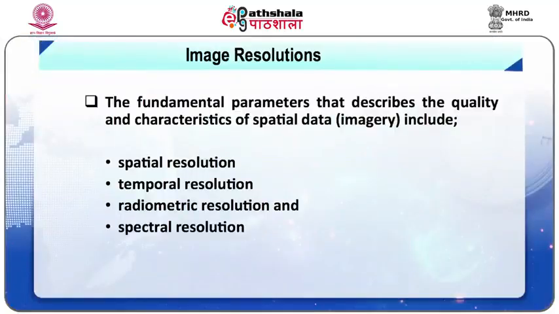The fundamental parameters that describe the quality of an image and the characteristics of image or spatial data include spatial resolution, temporal resolution, and radiometric resolution. In short, the resolutions can be categorized into 4 different types: spatial resolution, temporal resolution, radiometric resolution, and spectral resolution.